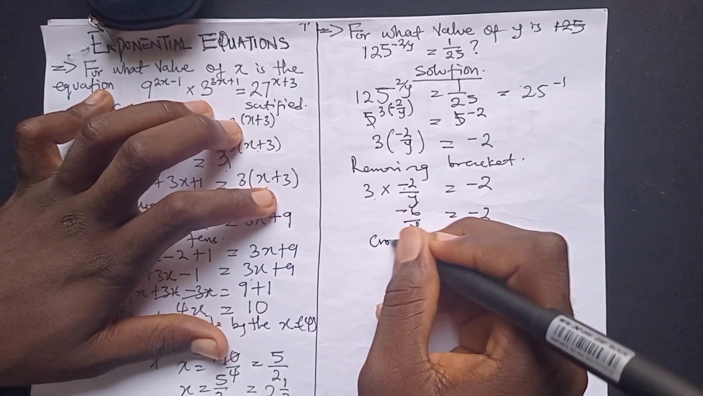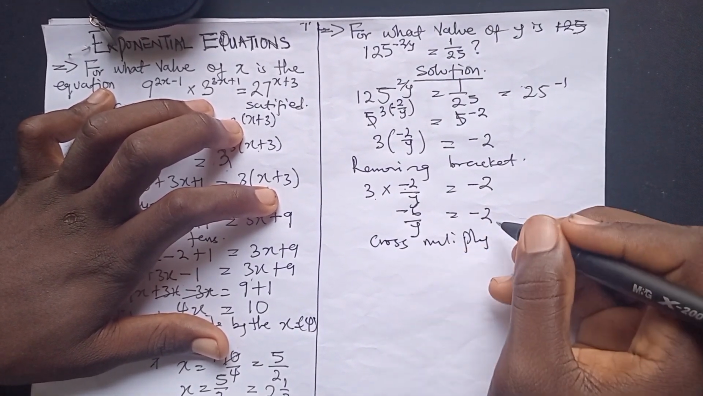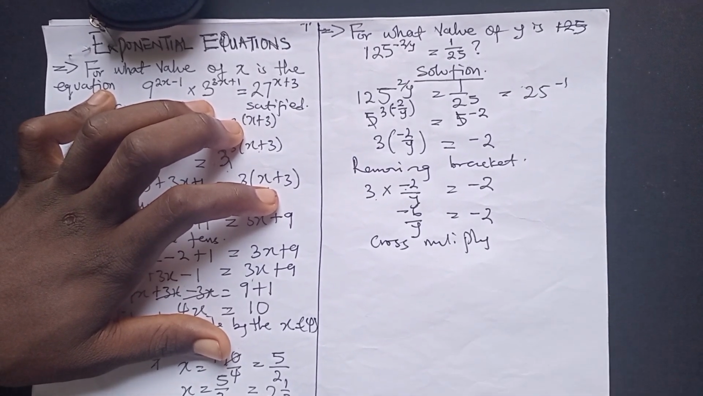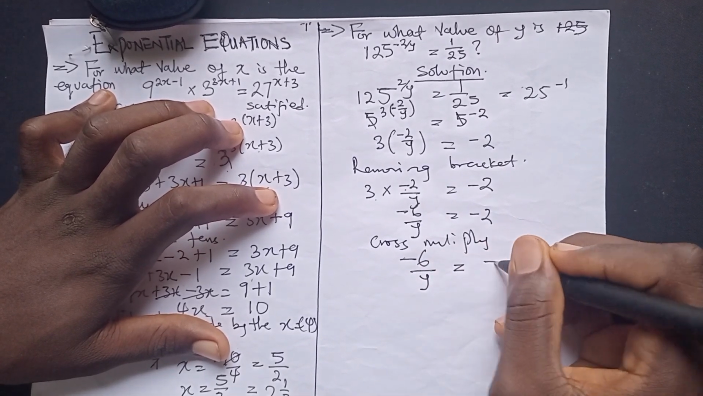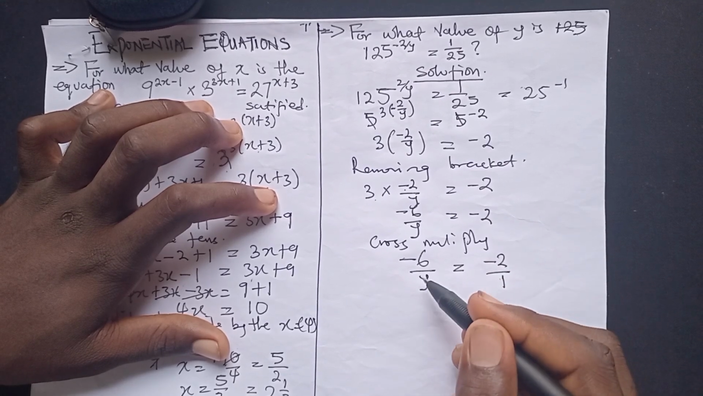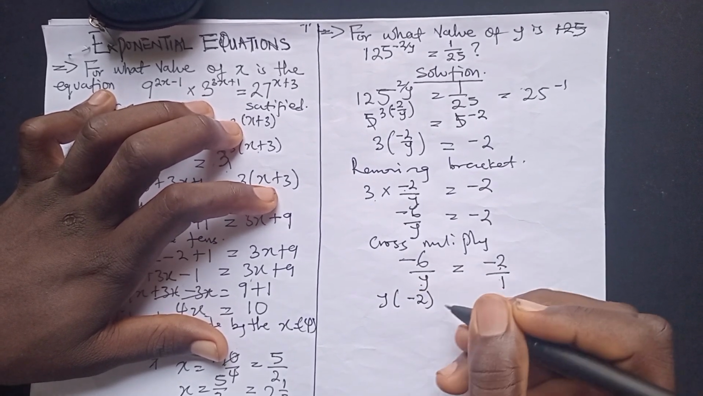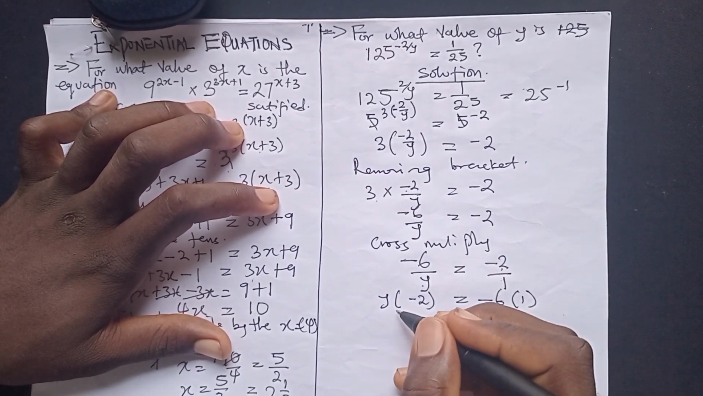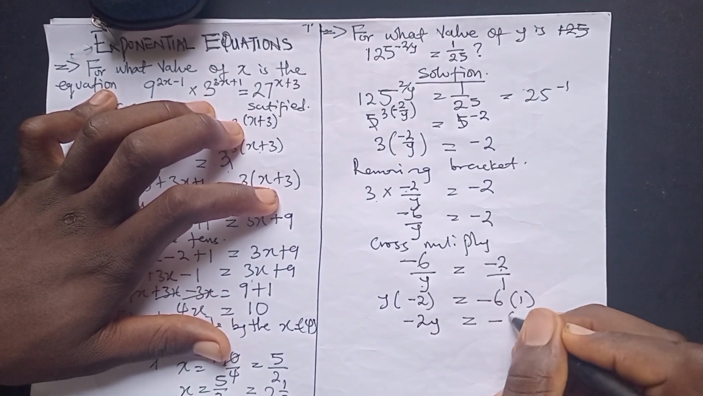So if we cross multiply, remember in every number there is a divisible 1. That number is divided by 1. So we have minus 6 over y equal to minus 2 over 1. If we cross multiply, y times minus 2 equals minus 6 times 1. So y times minus 2 gives you minus 2y equal to minus 6.